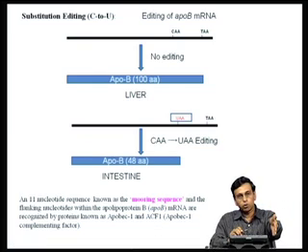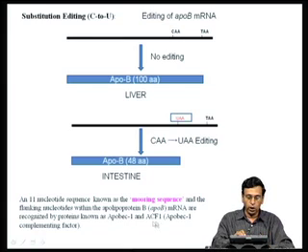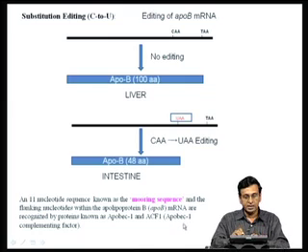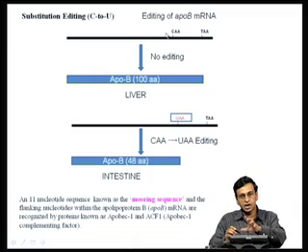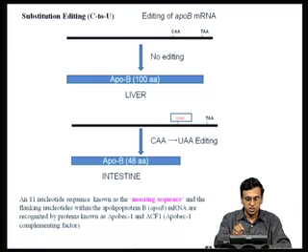In the case of apolipoprotein B, these proteins are called ApoBec1 and ACF1, that is ApoBec1 complementing factor. These protein factors recognize the 11 base pair sequence in and around CAA, and as a result they bring about RNA editing in this particular region, and therefore a CAA which codes for an amino acid is converted into a stop codon. As a result, translation stops here and you get a truncated protein.